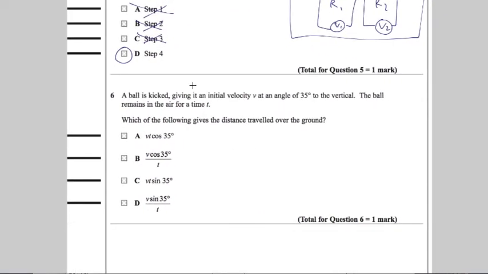Question 6. A ball is kicked, giving it an initial velocity v at an angle of 35 degrees to the vertical. Once again, I'm going to draw a diagram. Now let's be very careful, because normally in projectile motion questions the angle is given from the ground. Instead here it's being given from the vertical. So we have 35 degrees to the vertical, and the ball remains in the air for a time t. So the ball is going to make some kind of trajectory like this, hit the ground again, take a time t, and because in projectile motion we assume that there is no horizontal acceleration, so let's write that down as well.